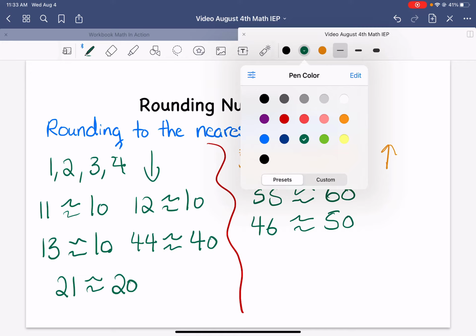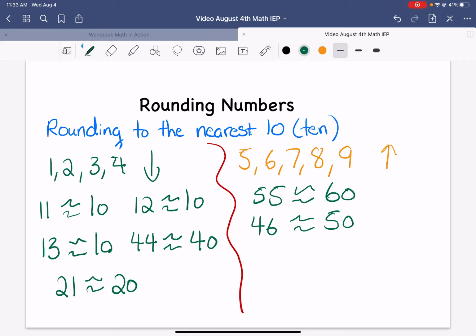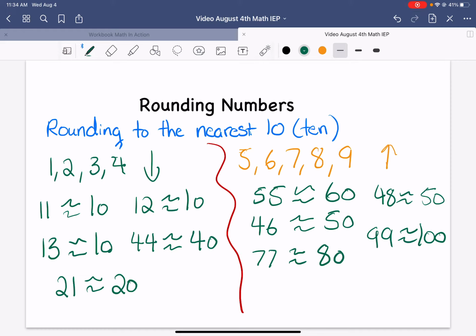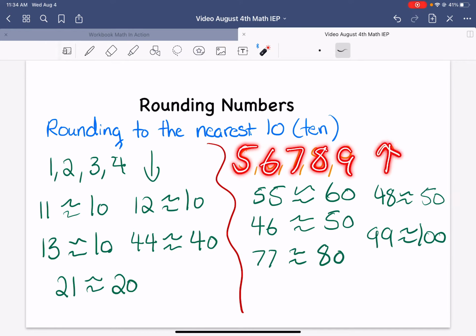Another one. Let's try another one, such as 77. We're going to go up to 80. Right? 48. We're going to go to 50. 99. Up to 100. Always going to go up. So for these specific numbers, we have to make sure 1, 2, 3, and 4 going down. 5, 6, 7, 8, and 9, we're going to go up.